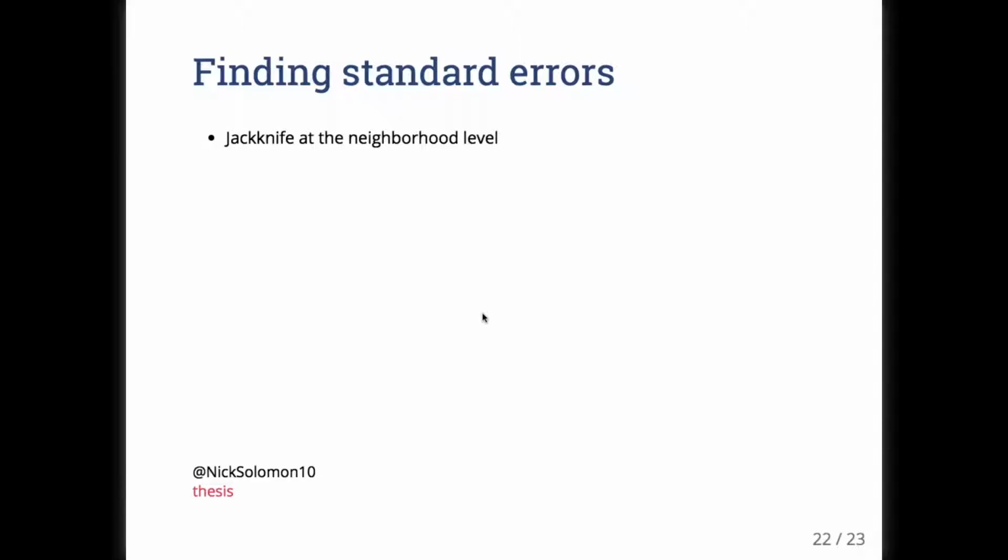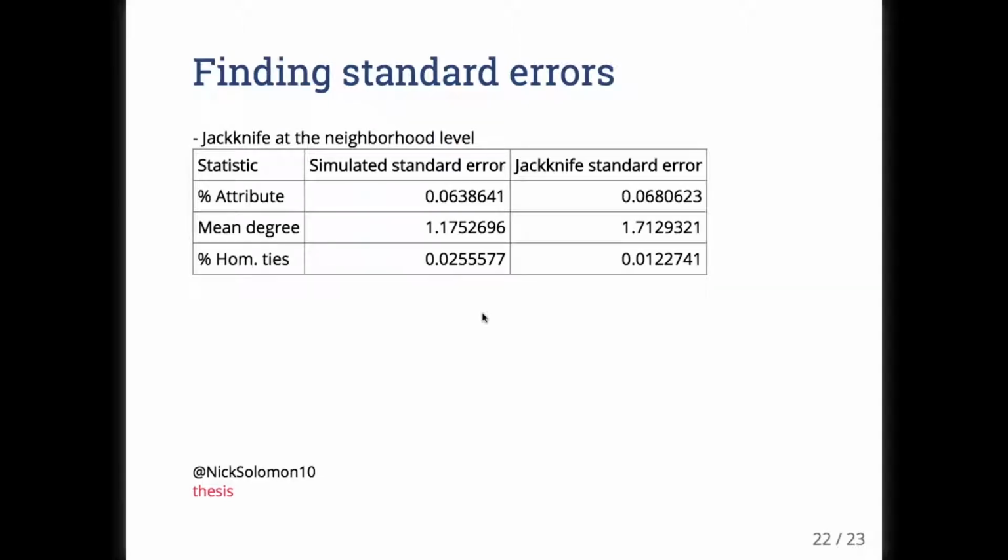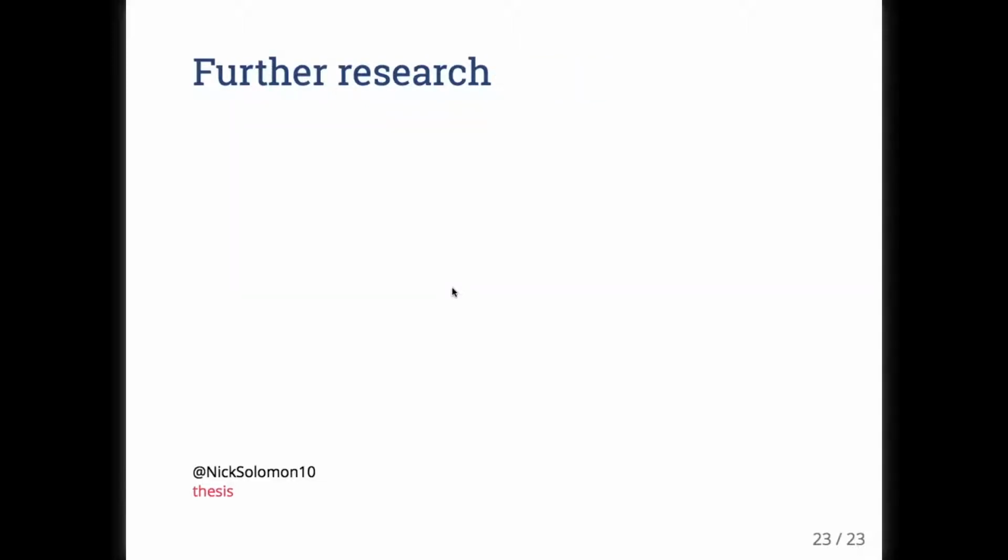So I was able to find some standard errors by jackknifing at the neighborhood level, where the jackknife is just removing one neighborhood, calculating the statistic, and then doing that for each neighborhood, and then doing a calculation with the different values to get an estimate of the standard error. So you can see these estimates are actually pretty close to the true values from a simulation study, which is promising because that means that you might actually be able to do some inference with these.